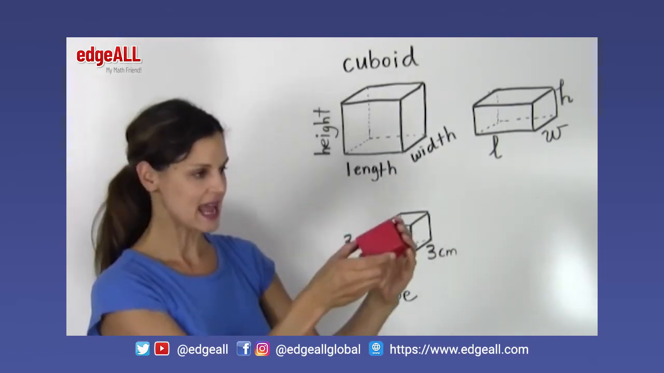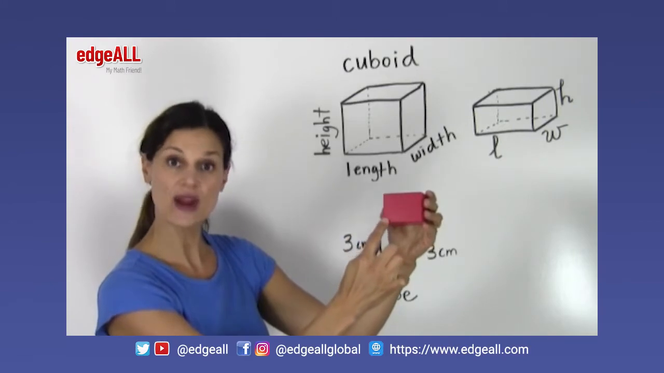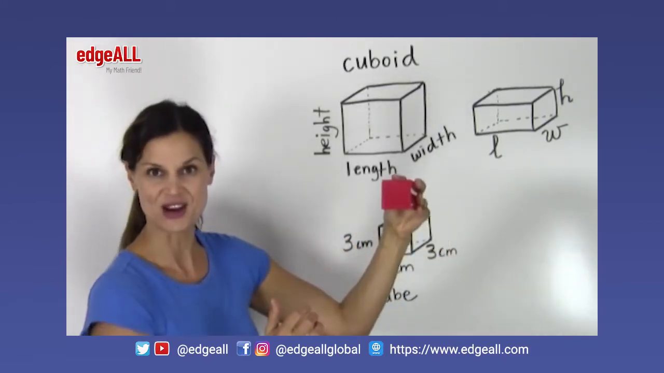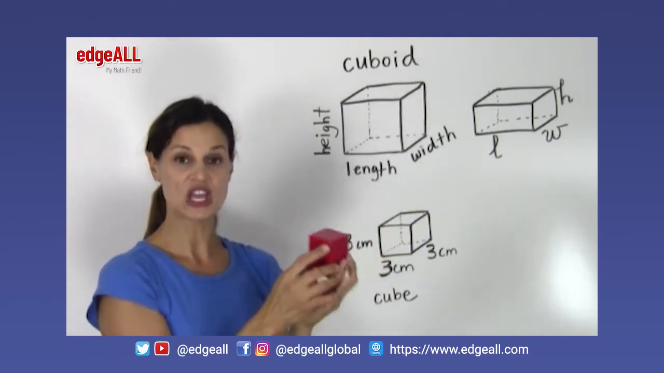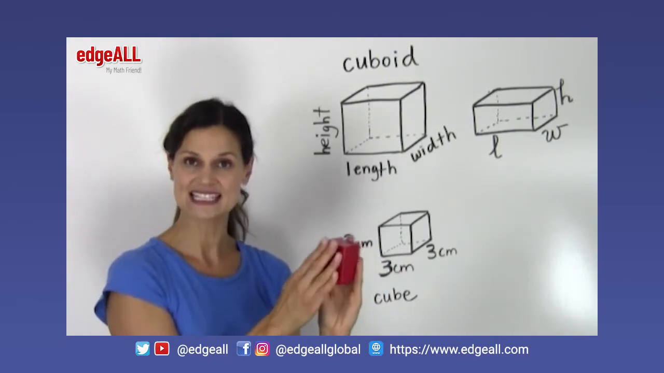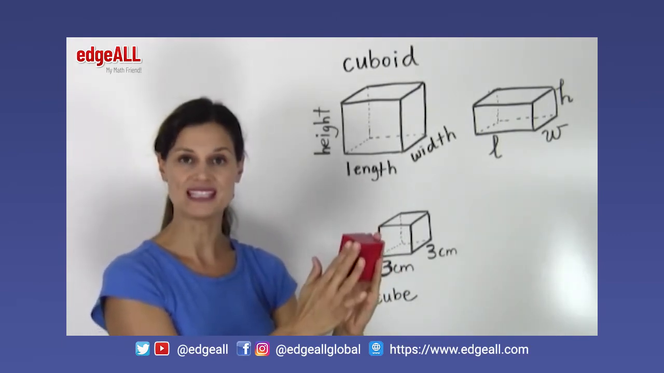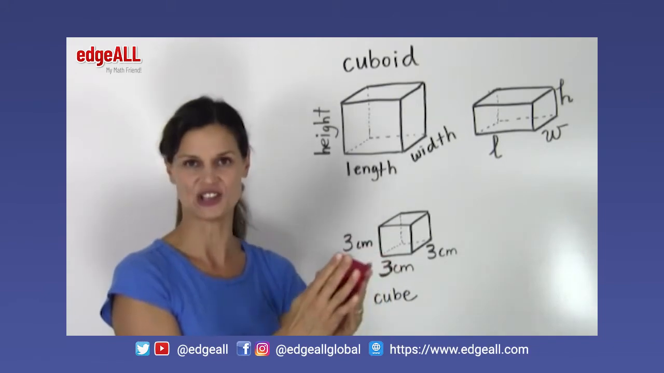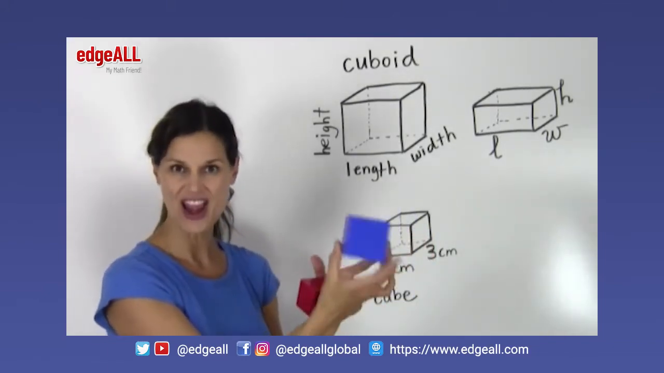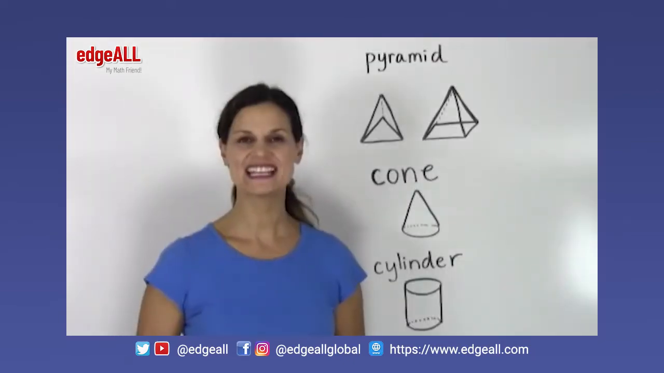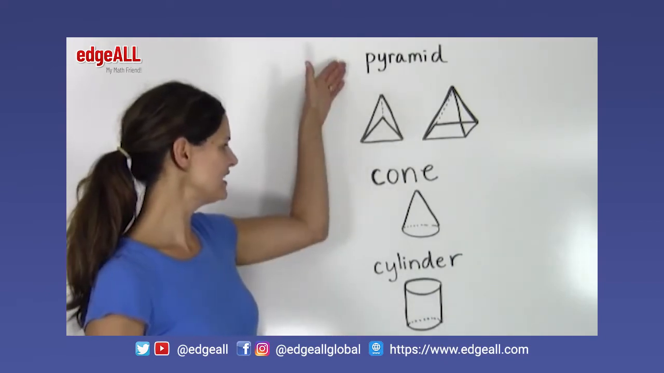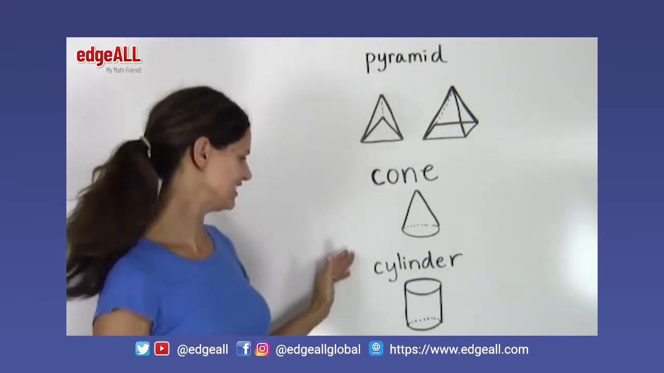Each side in itself looks like a rectangle or a square if the two measurements are the same. So a cube or a cuboid is made using 6 sides. A cuboid, we would say, has 6 rectangular sides. A cube, we would say, has 6 square sides. The next 3 solid shapes that we are going to look at are the pyramid, the cone, and the cylinder.